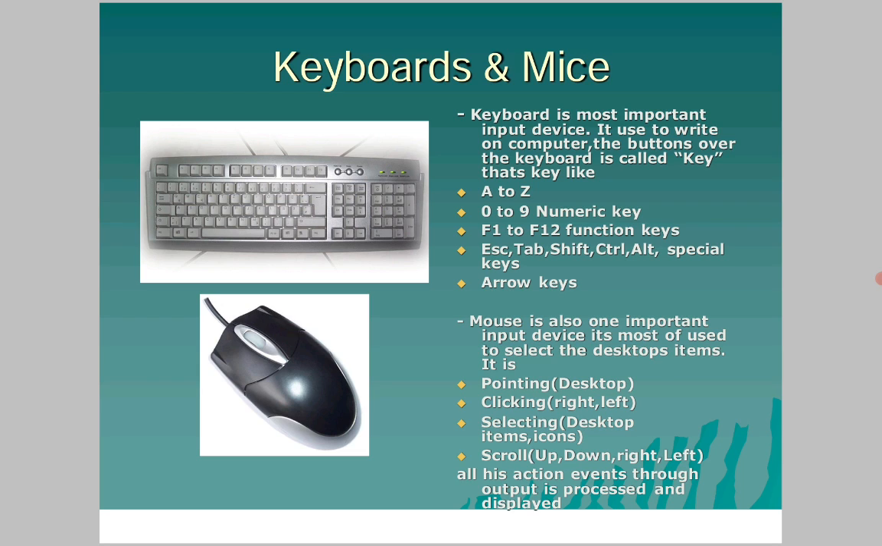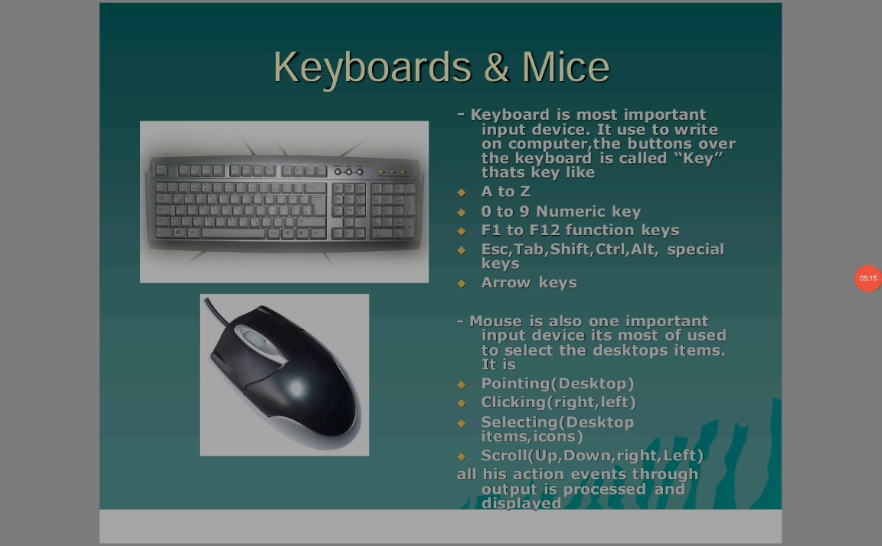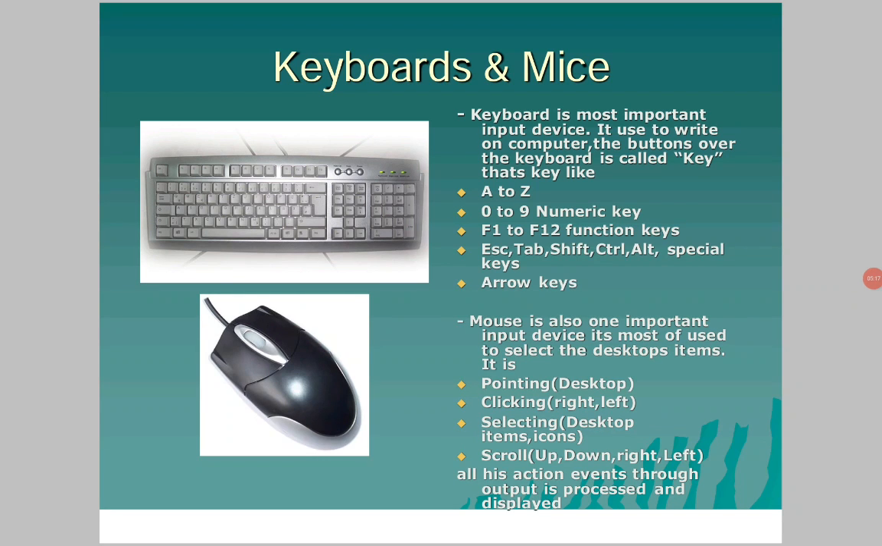So arrow keys are used to move around on a computer or in any notepad or WordPad or desktop by using left, right, top, bottom arrows. Generally keyboards have 108 keys, and keyboard connectors are of two types: USB type and serial port.